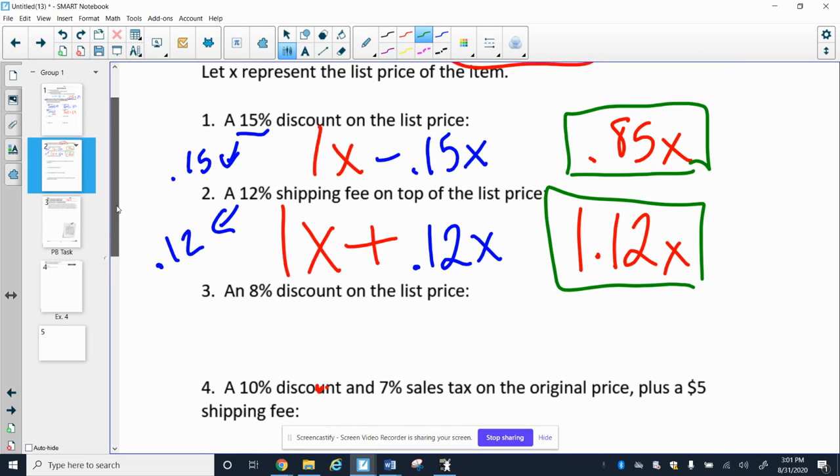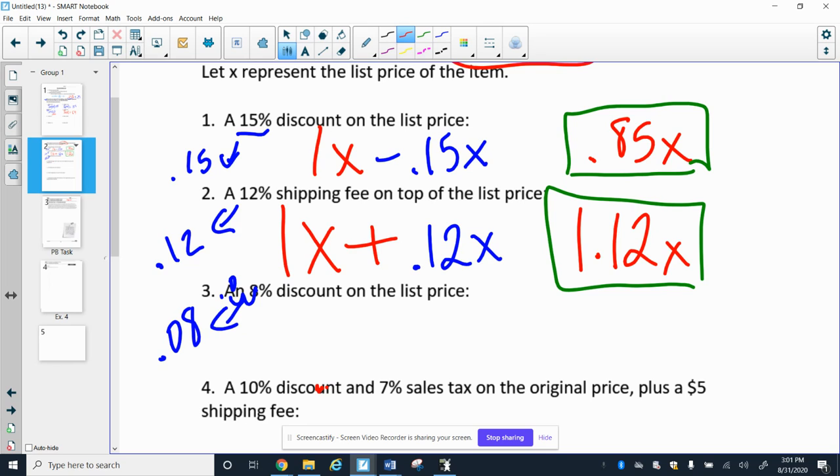3, try another one. So an 8% discount on the list price. This one's pretty similar to number 1. So why don't you guys try to do this one on your own right now, and then we'll check in. All right, so 8%. Check this step carefully. Move the decimal 2 places. You should have changed that to 0.08. We would guess that would be where any mistakes would happen most likely.